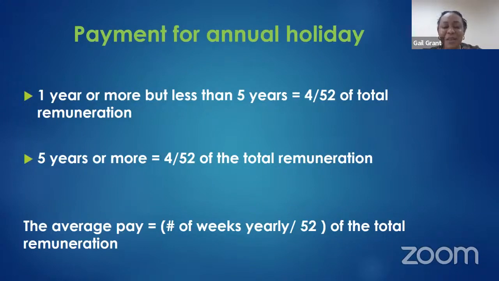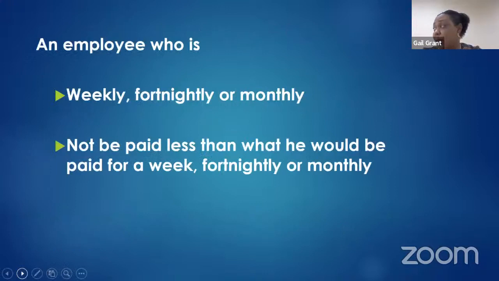For 5 years or more, it is 4/52. Now, if the person is entitled to more than 3 or 4 weeks, then the average pay is the number of weeks they're entitled to yearly over 52 multiplied by the total remuneration. So let me say again, the first calculation is 3/52. From the 5th year, it is 4/52. And if the person is entitled to 6, 8, however many weeks, and you need to calculate the average pay, then the number at the top is substituted for the amount of weeks.